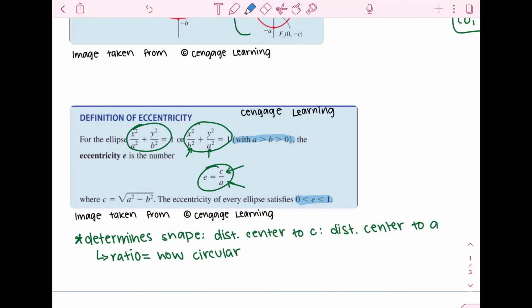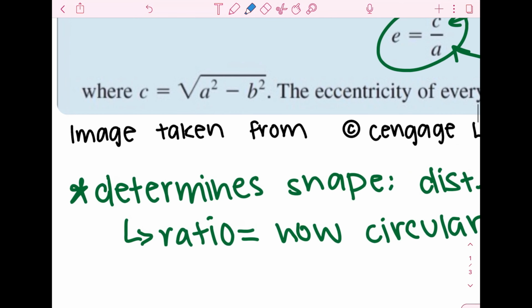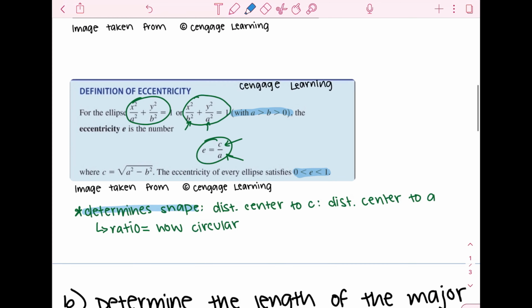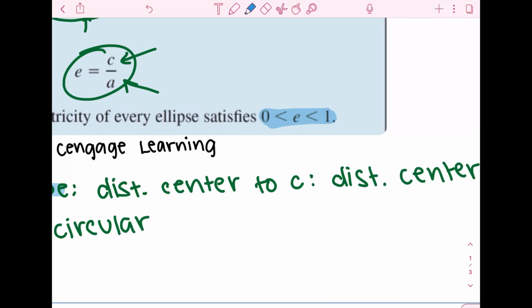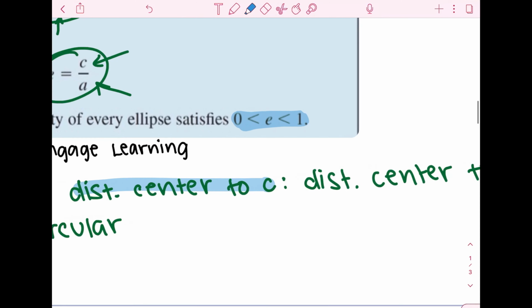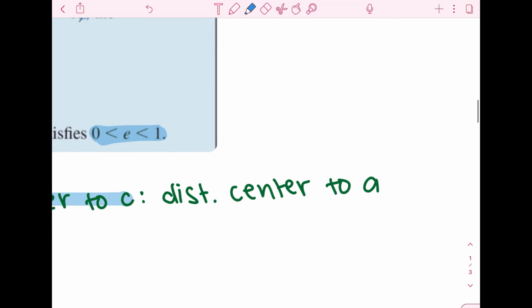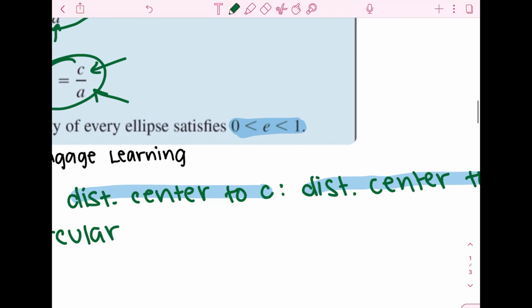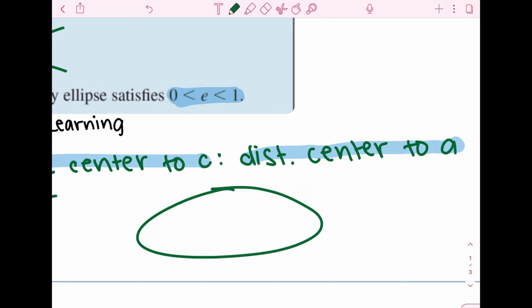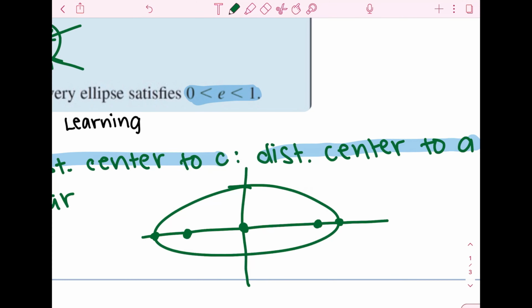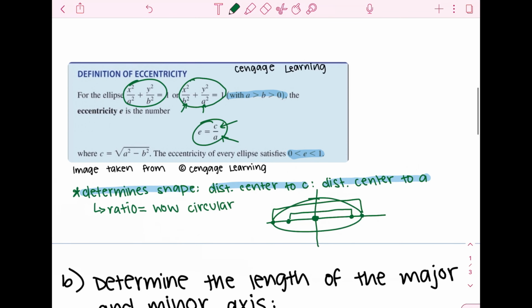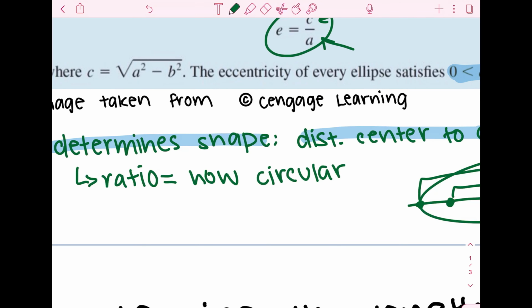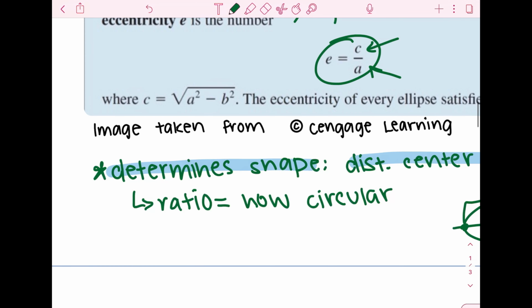If you're still confused as to what eccentricity is, it basically determines the shape of your conic. Eccentricity, in simplicity, that rhymes, is the ratio of the distance from the center to c, our foci, to the distance from the center to a. So if we draw our ellipse right here, and I know it isn't that great, with our foci right here and our vertices right here, eccentricity is the ratio from the center to these points, and then from the center again to these points. Basically, this ratio determines the shape and how circular our conic will be.